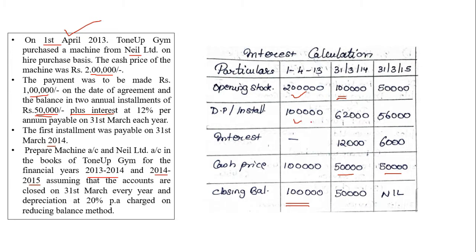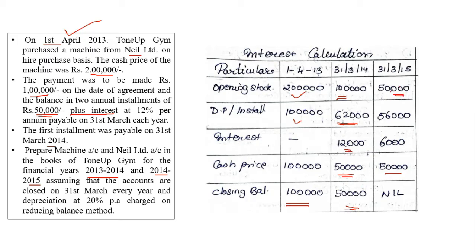Okay. Now come back to the year 14. Opening was 1 lakh. On 1 lakh, we'll have to take interest of 12%, which comes to 12,000. Now cash price plus interest, when you add up, the total installment that you're going to pay will be 62,000, which includes your cash price of 50,000 and interest of 12,000. Lastly, opening minus cash price, 1 lakh minus 50,000 will give you 50,000. Again, closing will become next year's opening.